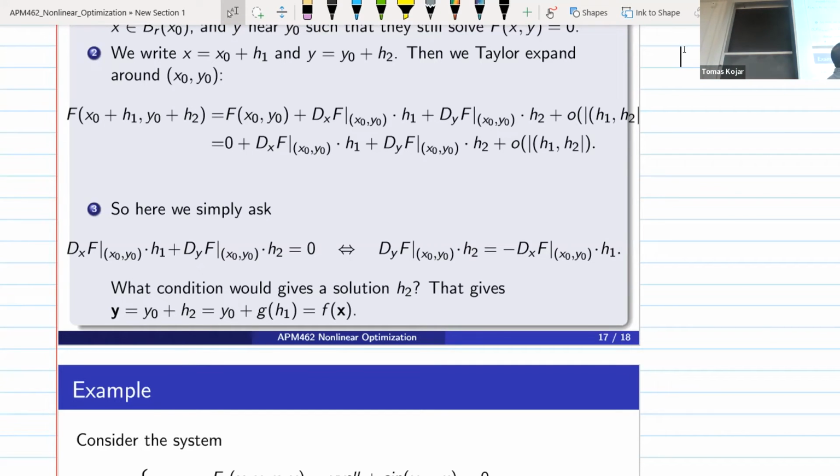Yes, so you can solve it like linear algebra, Ax is equal to b.